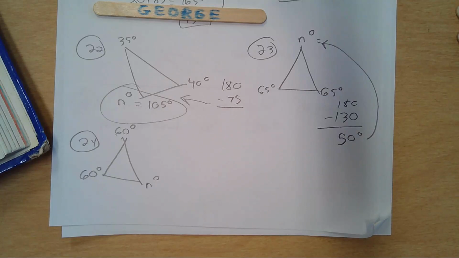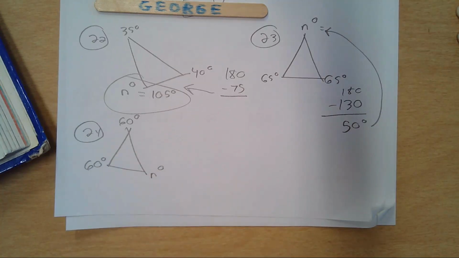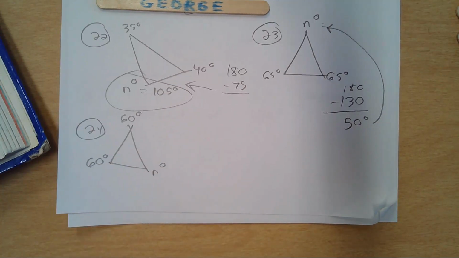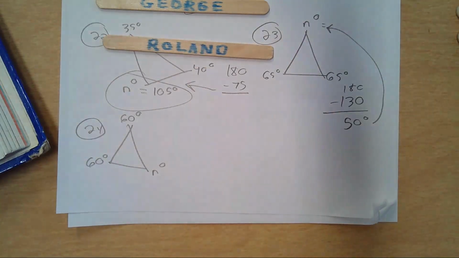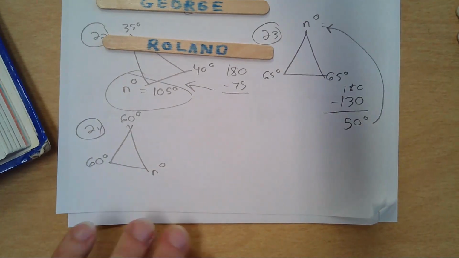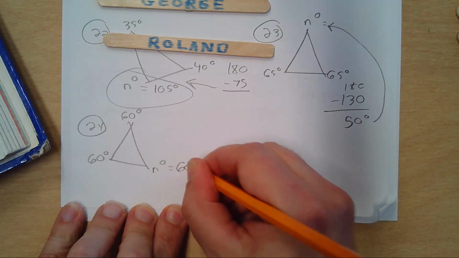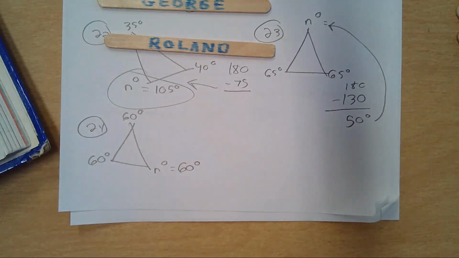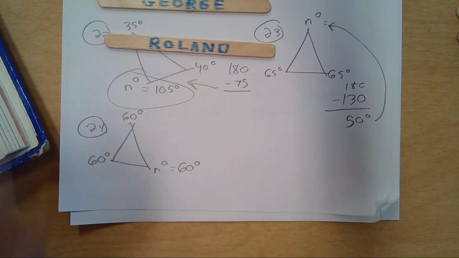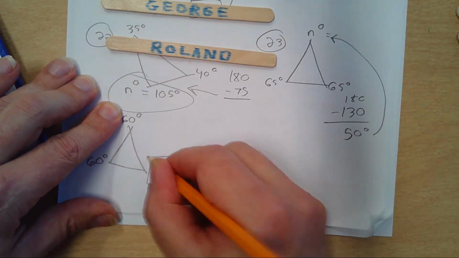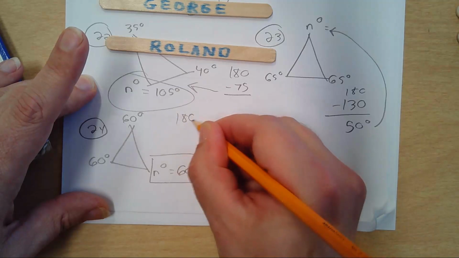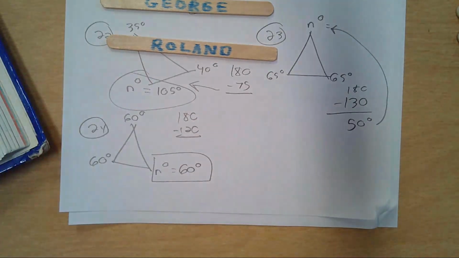Wow. I knew you had it in you, Lauren. 50 degrees. Right. That's what we should get. Number 24. Roland, I think it's 60 degrees. Right. And again, if you remembered equilateral, all three sides will always be 60 degrees. So 180 minus 120 if you so chose, but 60 degrees is what we got there.